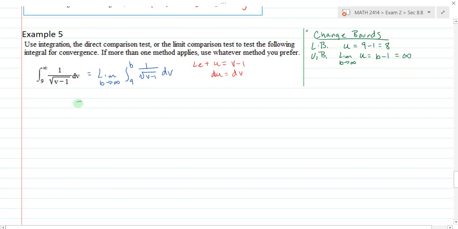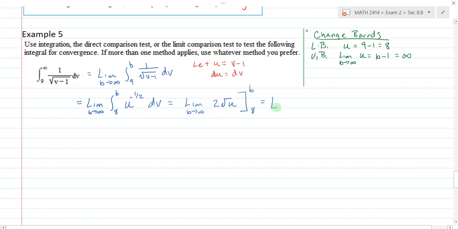Infinity. Let's rewrite this. This is going to be the limit as b approaches infinity of the integral from 8 to b of, this is now going to be u raised to the negative 1/2, because the square root is a power of 1/2. It was positive in the denominator. When I move it to the numerator, it's going to be negative dv. When we integrate this, we're going to get the limit as b approaches infinity, add 1 to the exponent, divide by the new exponent. That's going to give us 2 square roots of u, just like the last problem that we did. The bounds go from 8 to b.